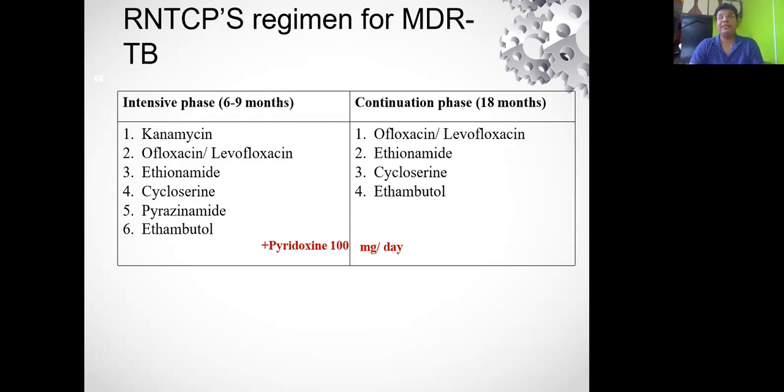So what are the drugs used in the intensive phase? We have kanamycin, fluoroquinolones like ofloxacin, levofloxacin, ethionamide, cycloserine, pyrazinamide, and ethambutol. So these are the 6 or 7 drugs available in the intensive phase for MDR TB. Apart from that, in the continuation phase, it is either ofloxacin or levofloxacin, ethionamide, cycloserine, and ethambutol. So these 4 drugs come under the continuation phase. Along with these drugs, it is mandatory to give pyridoxine 100 milligrams per day to combat peripheral neuropathy or optic neuritis.